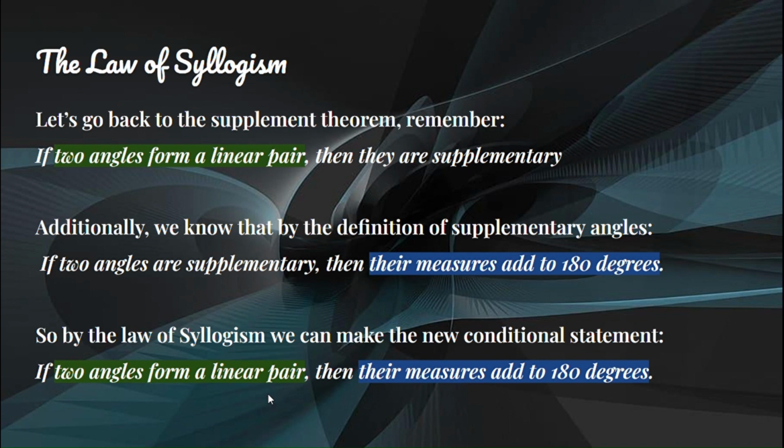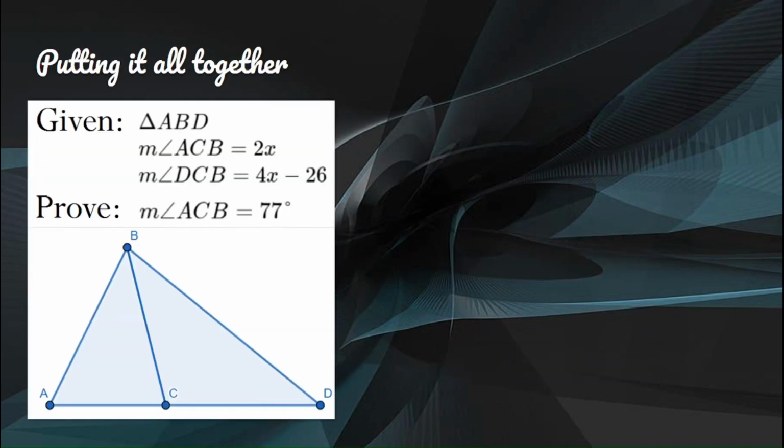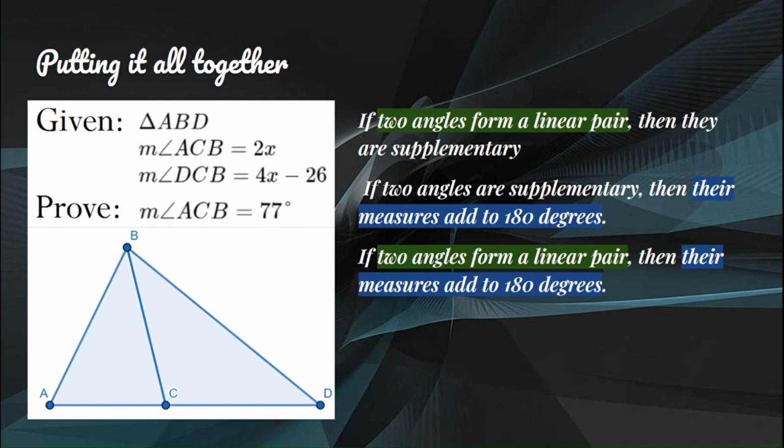Great. Okay, so what can we do with this information? We've built this valid argument. So let's put all this together. If I'm given this diagram, this triangle ABD, and we're given these measures, and we're asked to prove that the measure of angle ACB is 77 degrees, well, if I can look at this diagram and recognize right here I have a pair of angles that form a linear pair, ACB and DCB, that can set off the same chain of thinking we just saw on the last slide. If two angles form a linear pair, then they're supplementary. If two angles are supplementary, then their measures add to 180 degrees, which we can think of as this new conditional statement here.